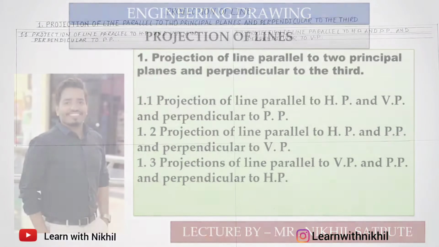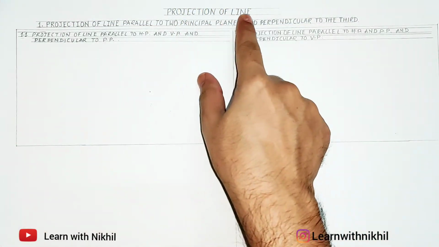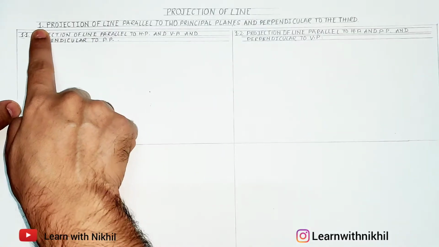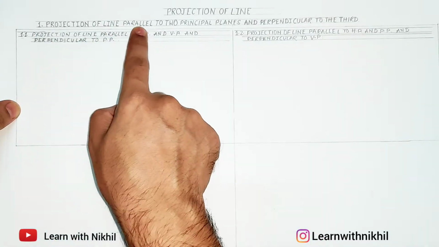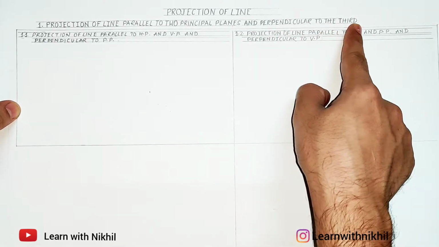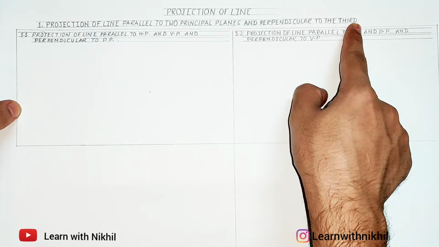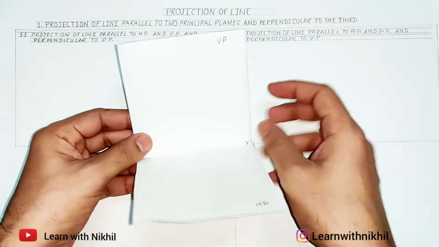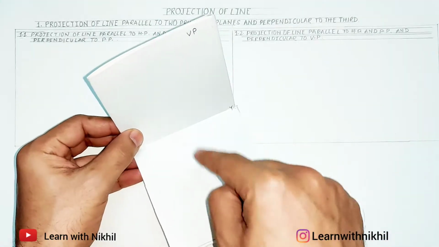So in this series of videos you will understand about projection of line. In this the first topic is projection of line parallel to two principal planes and perpendicular to the third. So we have total three planes: horizontal plane, vertical plane and the profile plane. So here to explain I have taken the planes.